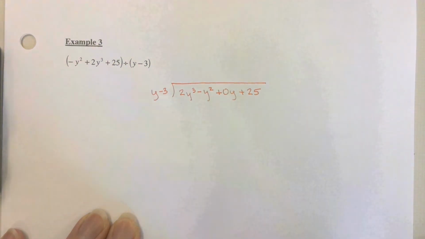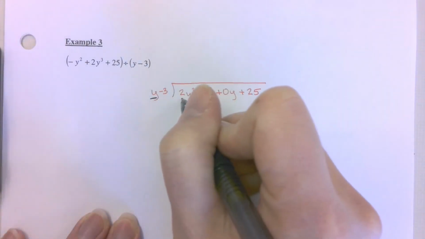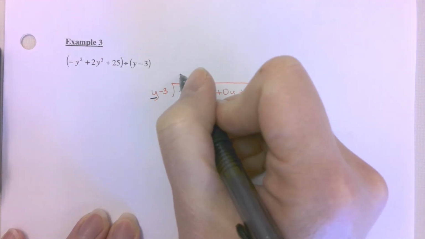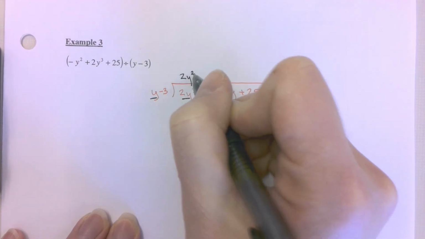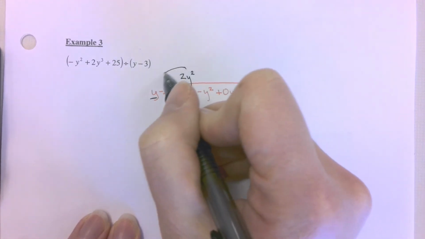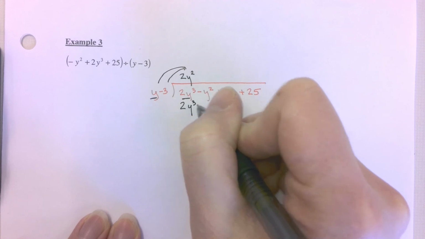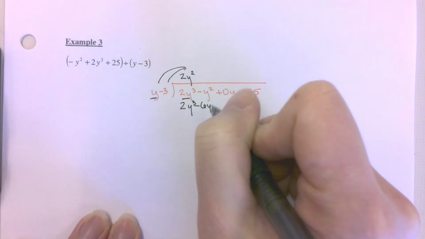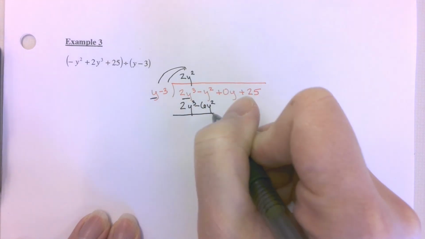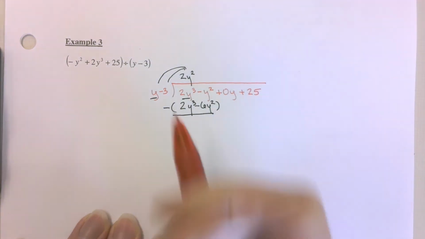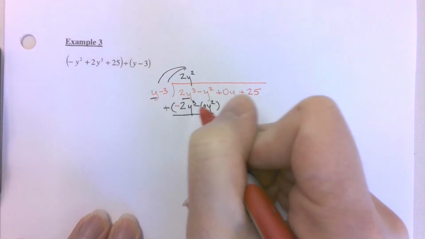First step again, it might help you to highlight this. How do I make that first term look like the first term? I'm going to multiply by 2y squared. To bring in the binomial, we're going to distribute, and that would give me 2y to the third minus 6y squared. We're going to come in and subtract. Again, we're subtracting the whole binomial, so it's important to change our signs.